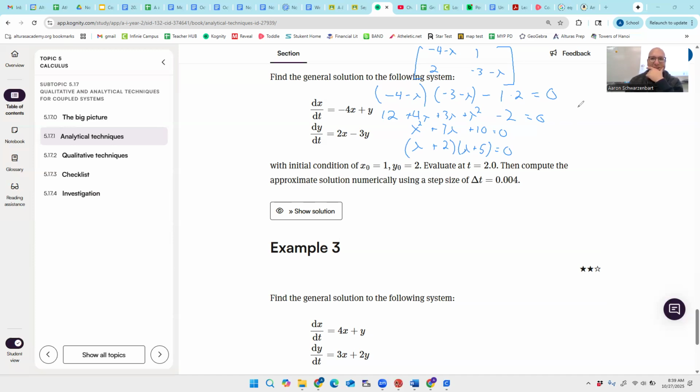Okay, so that makes sense. Lambda 1 equals -2. Lambda 2 equals -5. Now let's do our eigenvectors. Let's plug in. -4 minus -2 is -2. -3 minus -2 is -1. I don't really need both rows because they both give me the same eigenvector, correct? So x is 1, y is 2.